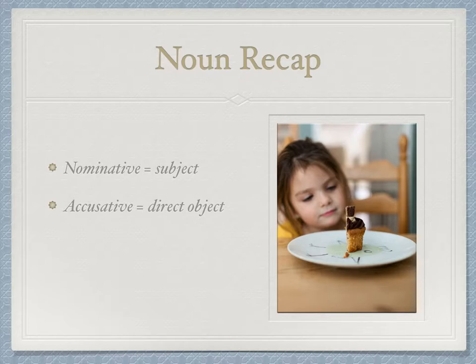So in the sentence, the girl eats the cake. The girl is the subject and would be in the nominative case in Latin. The cake is the direct object and would be in the accusative case in Latin. We've also met the word declension, which is just a fancy word meaning group of nouns with similar endings.